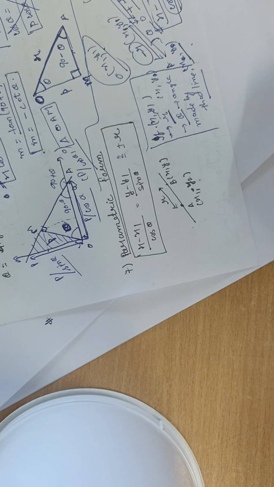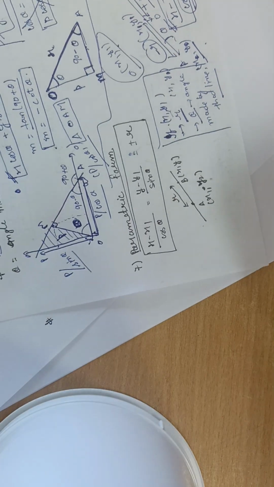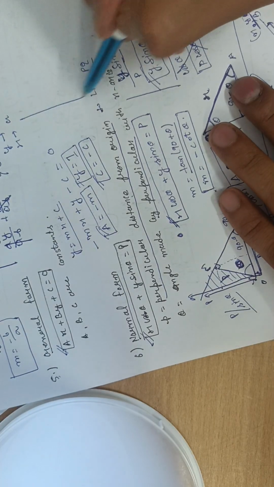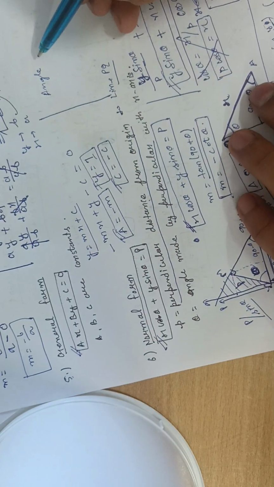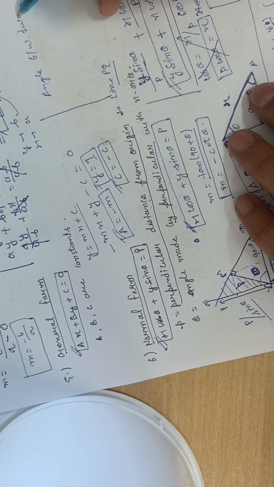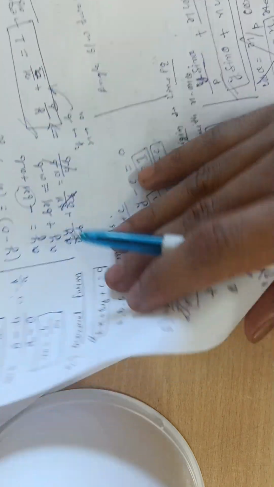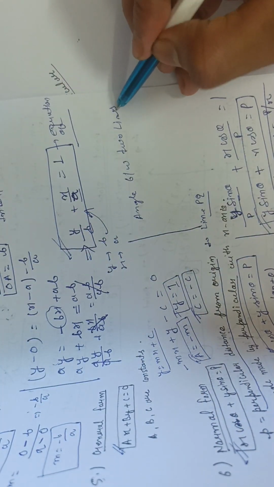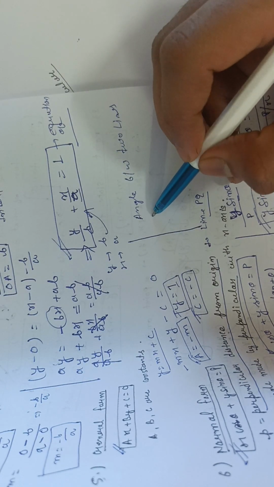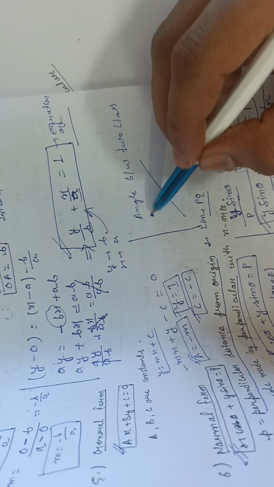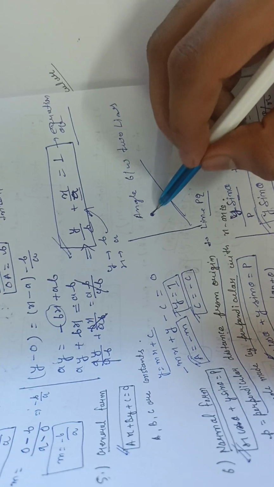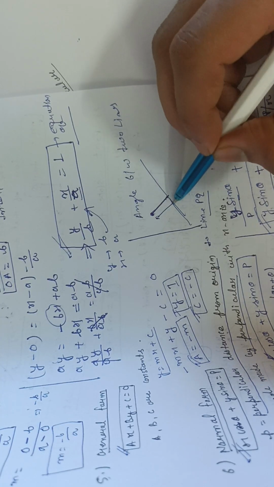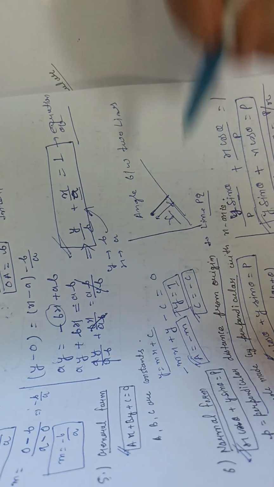So that's all for today's lecture. Thank you. In the next lecture we will see the angle between two lines. We will see the perpendicular distance from a point. Suppose this point is given and this is the particular line, and we have to determine the perpendicular distance. How we can determine it, we will see all about that.